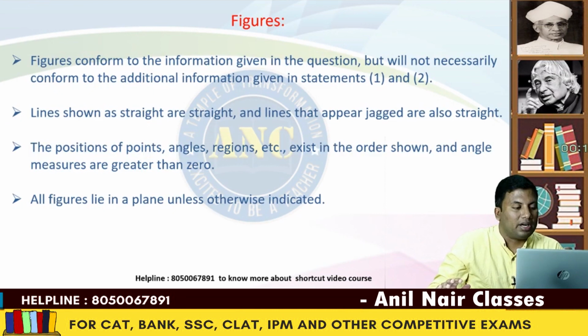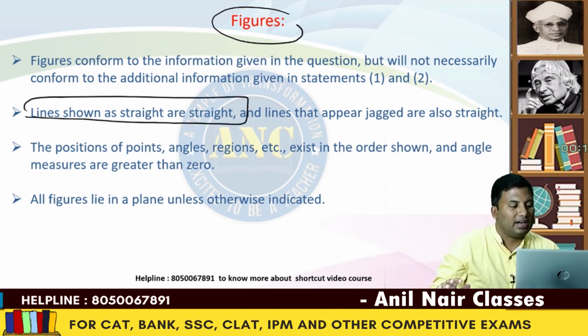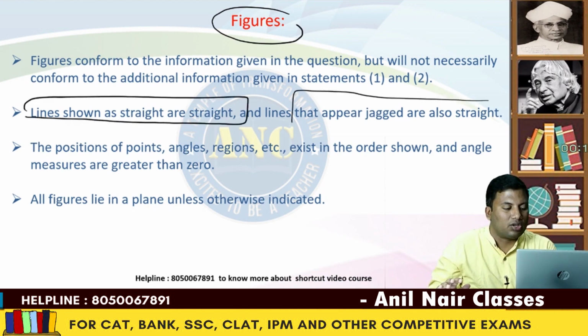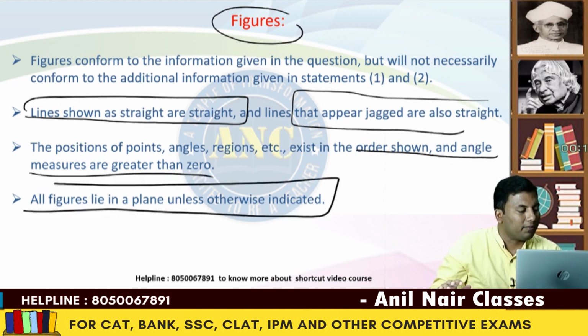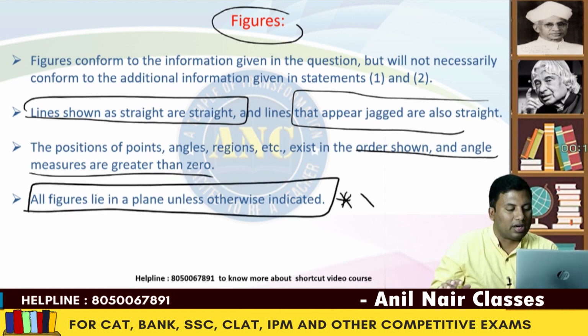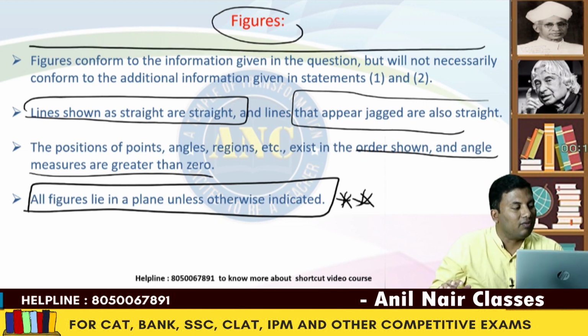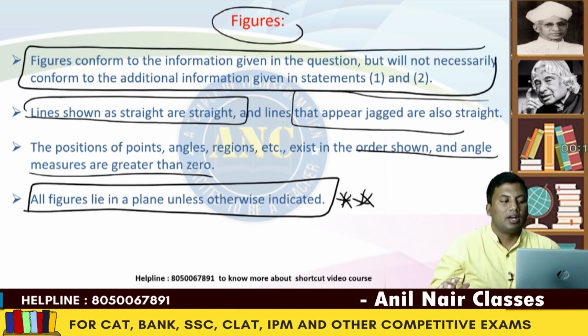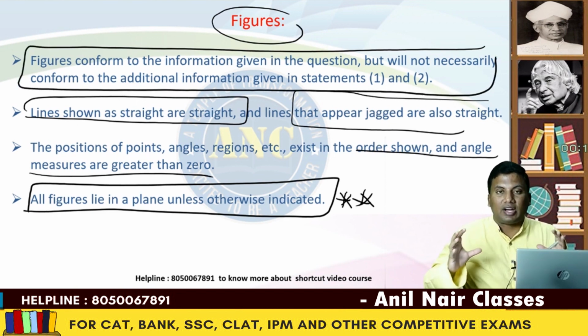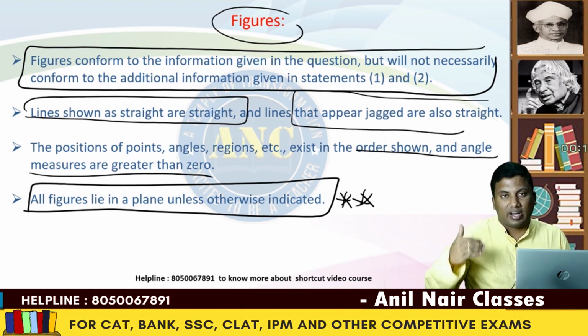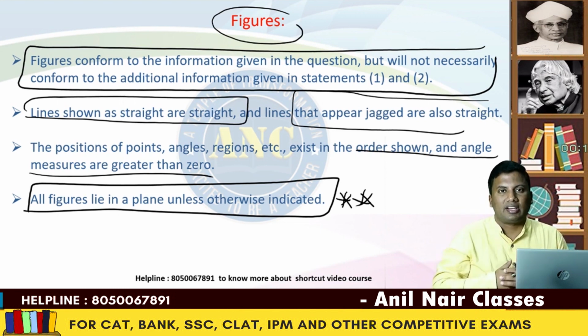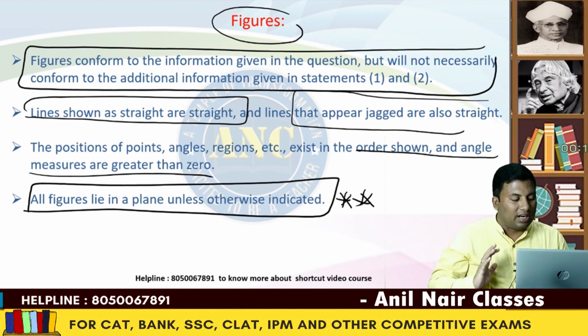Now, another important thing in the figures: lines shown are always straight lines. Even though they appear jagged, they are considered to be straight lines. All the angles are always greater than 0. All the figures lie in a particular plane. I will explain this point in detail when I take it up. So all the figures are drawn on a particular plane. If a line is drawn, we will consider that line to be a straight line, and angles are always greater than zero. Now, these are things related to figures.